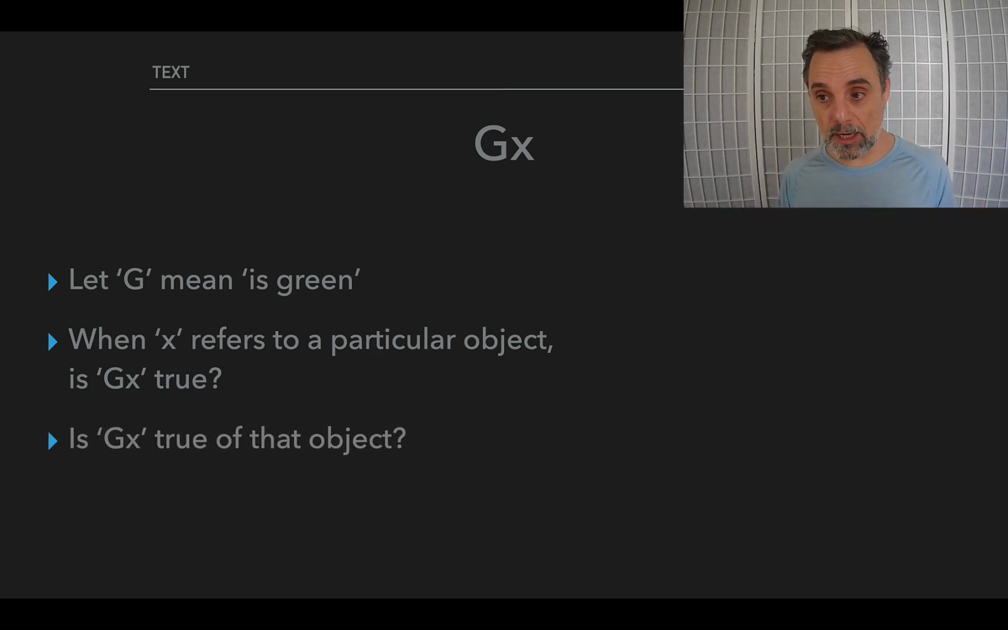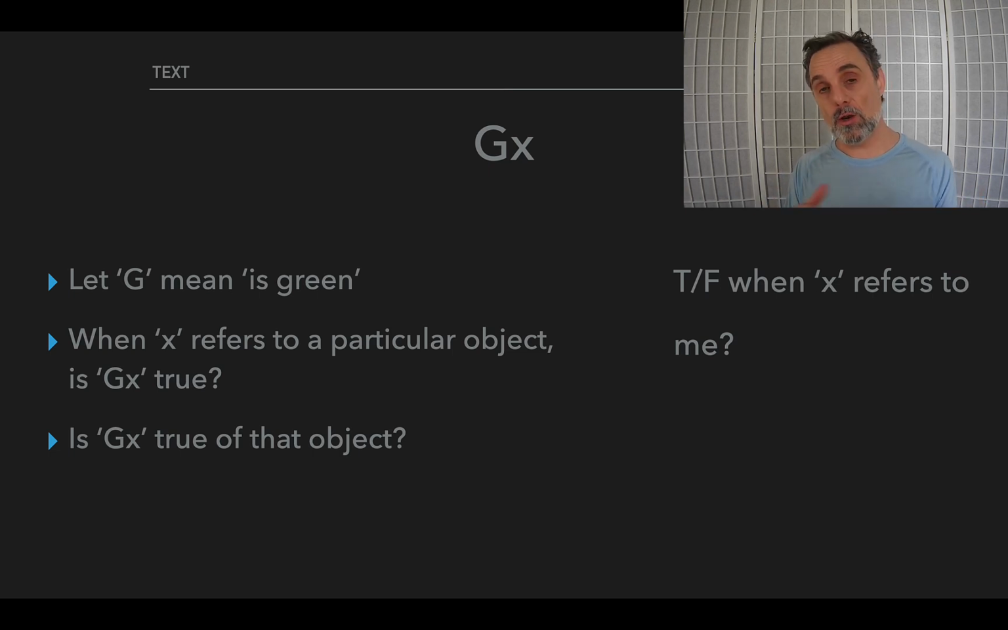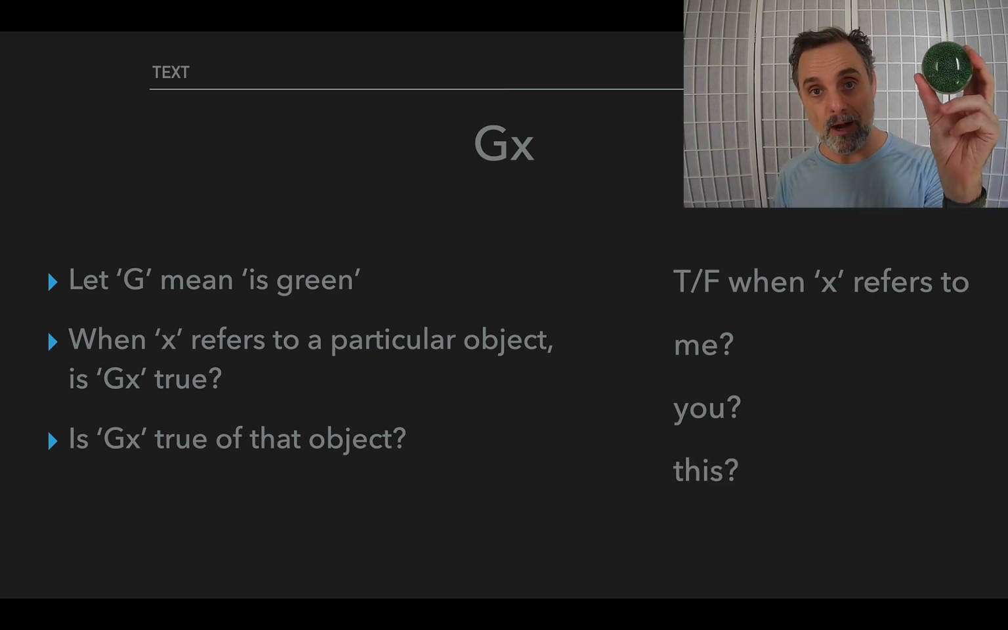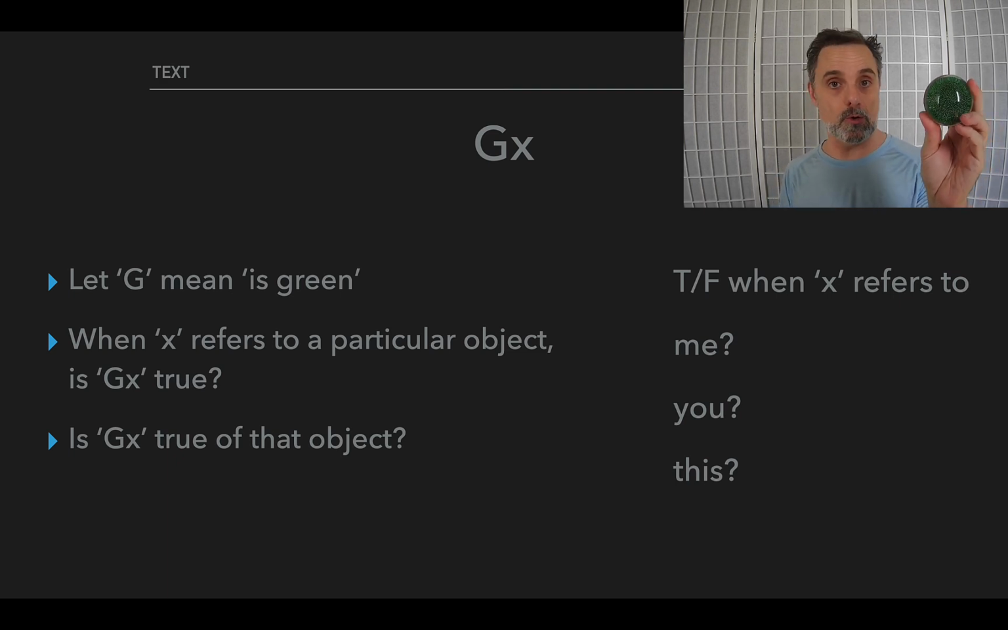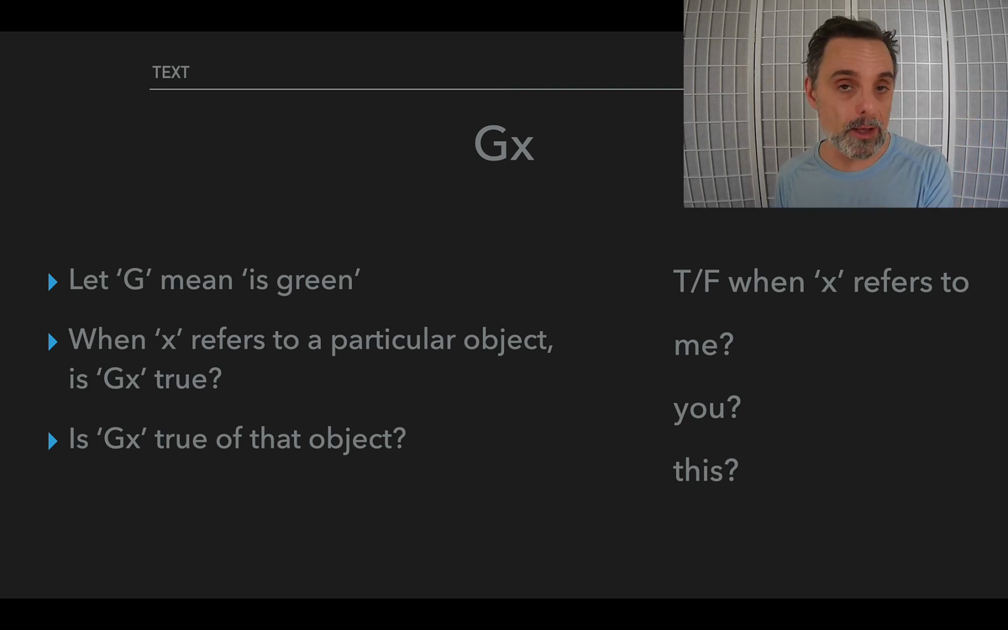So, is Gx true when x refers to me? No, because I'm not green. How about you? Well, I assume not, because I assume that you're not green. I don't know, maybe you are, but I doubt it. This, on the other hand, if x refers to this, is kind of green, and so it's at least somewhat true, maybe totally true. If x refers to a plant, the right kind of plant, then it's probably true. Most plants are green, but it depends upon which one we pick. Some plants aren't green. The moon? No, the moon is not green.